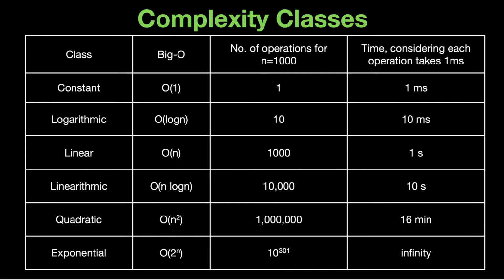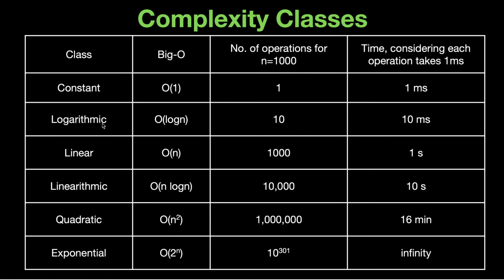So let us look at some of the complexity classes here. Actually, we have the best complexity, that is constant time, O of 1. That means for n equals 1000, only one operation is needed, right? If we consider that each operation takes 1 millisecond, then we can say that the algorithmic complexity O of 1 will complete in 1 millisecond. The next is logarithmic, that is log of n, that will take 10 operations for n equals 1000 and then executes in 10 milliseconds.